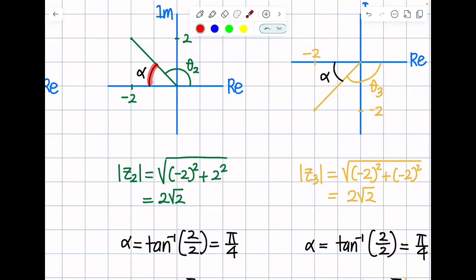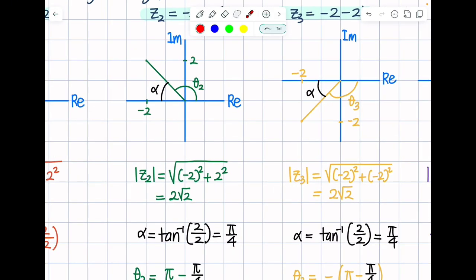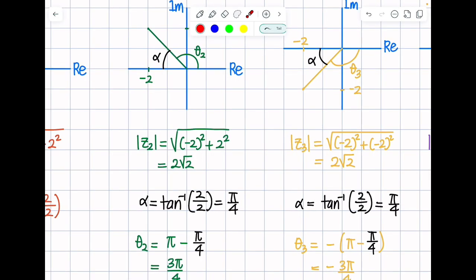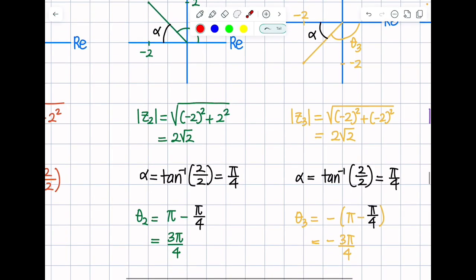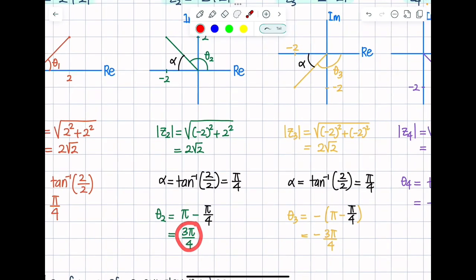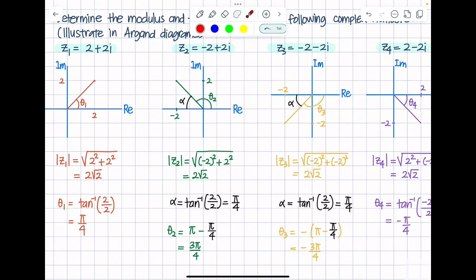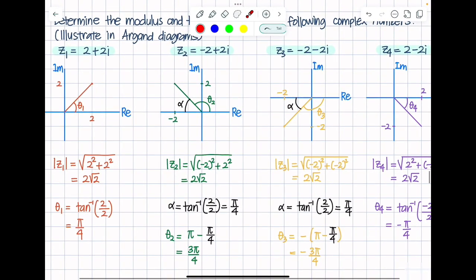This value is tan inverse 2 over 2, without the negative sign, and then we get pi over 4. Therefore, the argument of z2 is pi minus pi over 4. So the argument of z2 is 3 pi over 4. This is the method to find the argument in the second quadrant.